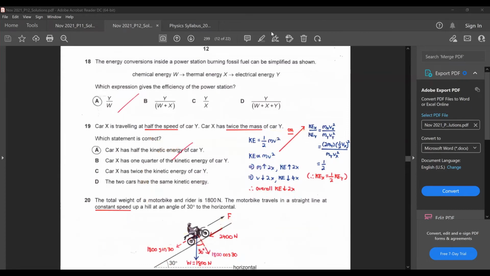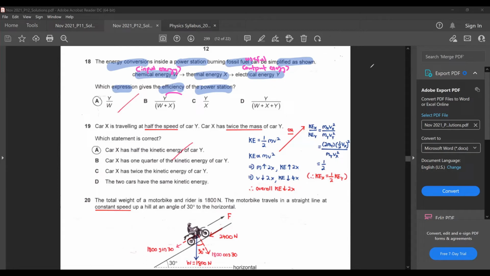Okay, next one. Number 18. The energy conversions inside a power station burning fossil fuel can be simplified as shown. Chemical energy W, thermal energy X, electrical energy Y. Which expression gives you the efficiency of the power station? So this chemical energy is your input energy. The electrical energy is your output energy, your useful output energy.